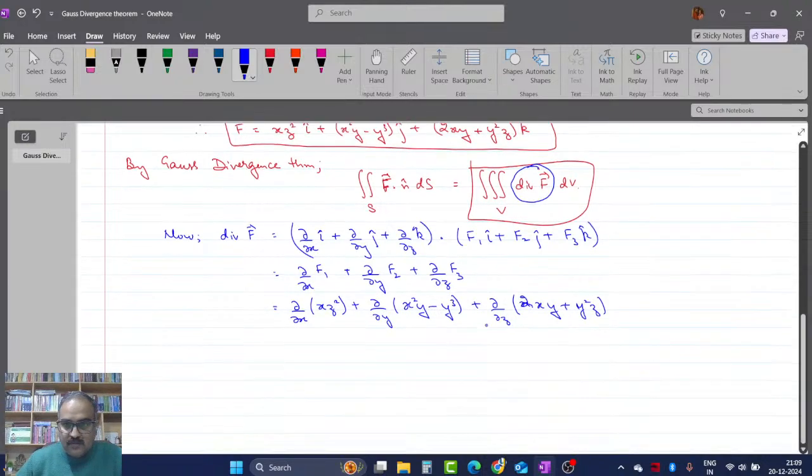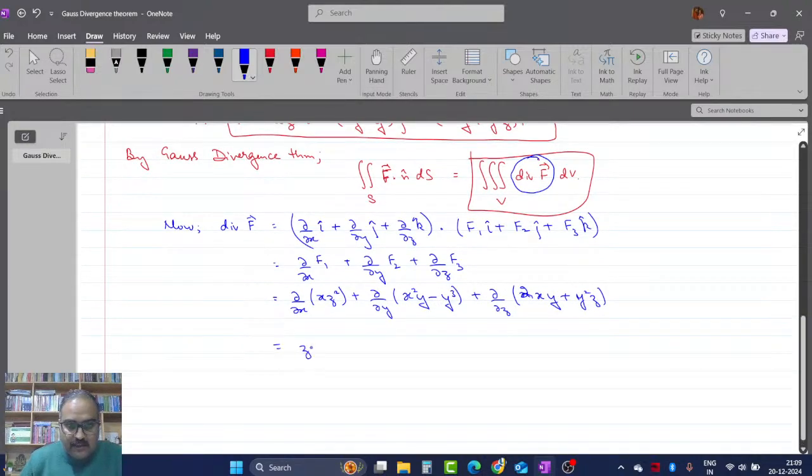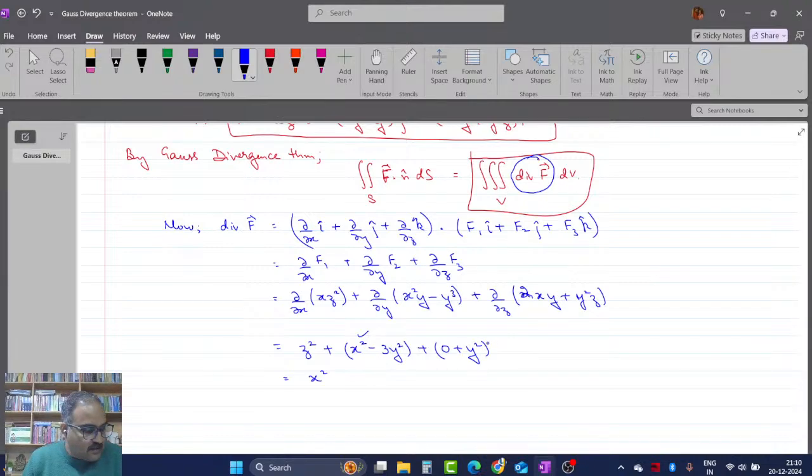Okay, now del by del x of this part will be what? That will be z square plus, for this one it will be x square minus 3 y square, and for the last it will be 0 plus y square. Okay, so it comes to be this: x square minus 3y square plus y square. Anything else? It will be x z square, yes, then x square y minus of, just a minute, I'll check the statement.